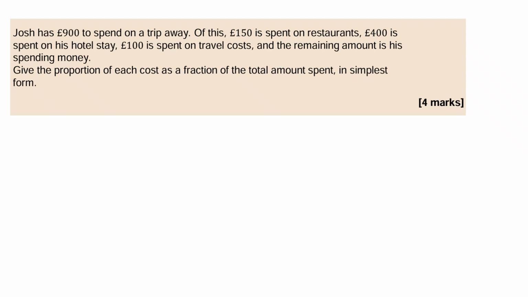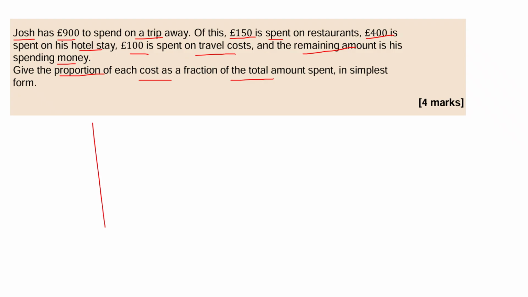Okay, let's look at this functional skills maths word problem. We are told that Josh has £900 to spend on a trip away. Of this, £150 is spent on restaurants, £400 is spent on his hotel stay, and £100 is spent on his travel costs, and the remaining amount is his spending money. Give the proportion of each cost as a fraction of the total amount spent in its simplest form.